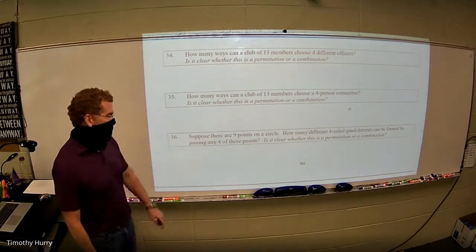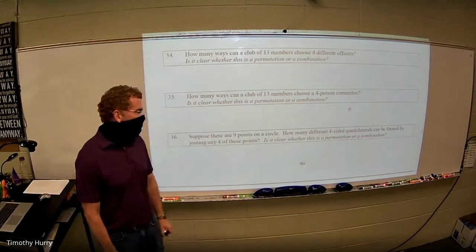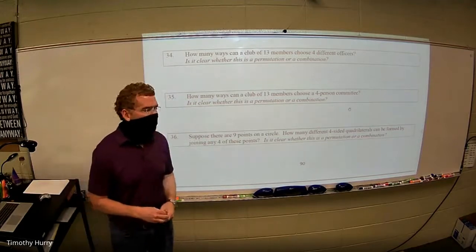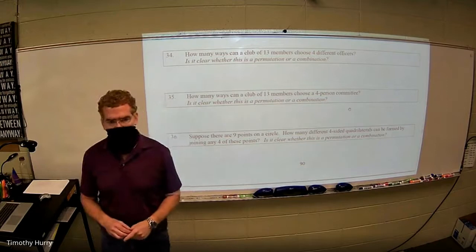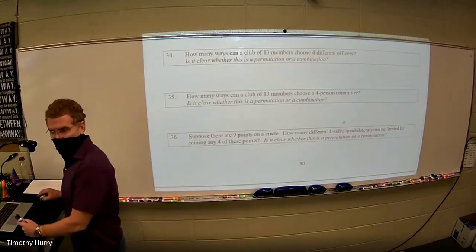Suppose there are 9, we've already done that. Oh, we'll do it again. Suppose there are 9 points on a circle. How many different 4-sided quadrilaterals can I do? Combination. So 9C4.